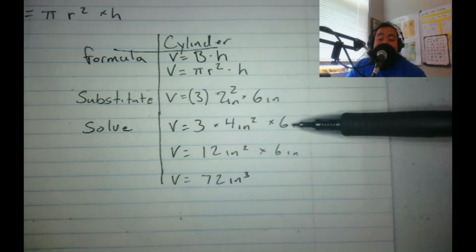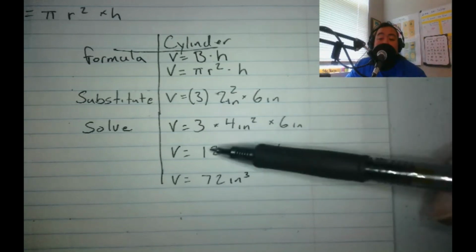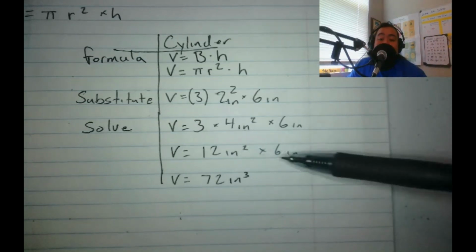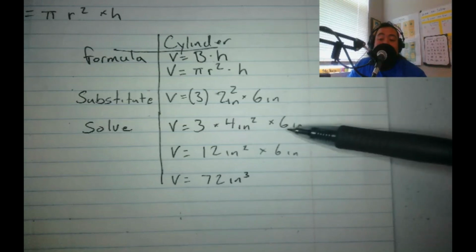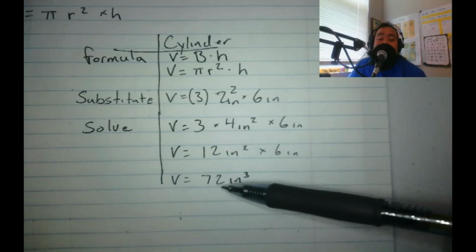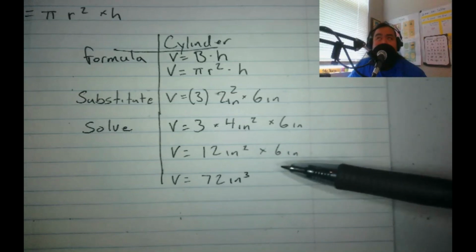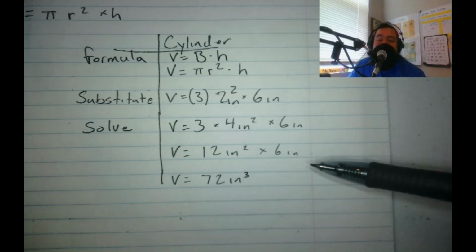Times our 6 inches. My next step, I multiply 3 times 4, gives me 12, still with inches squared, times the last part of my height, which was 6 inches. And my last step was 12 times 6. That gives me 72. And since I had inches squared times another inch, that makes 3 of them.